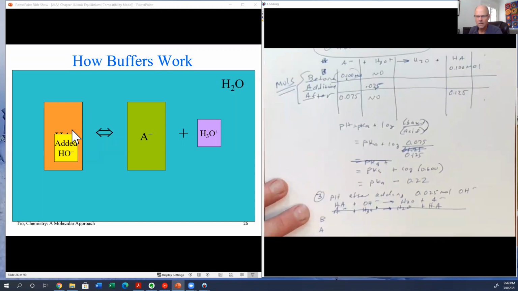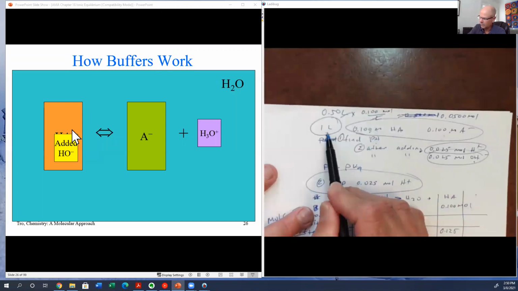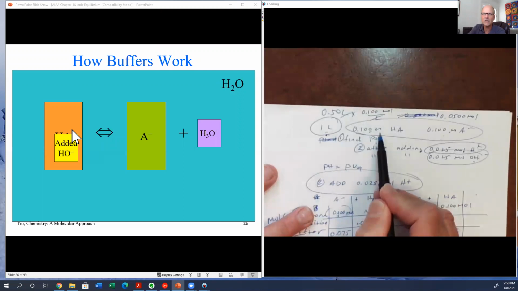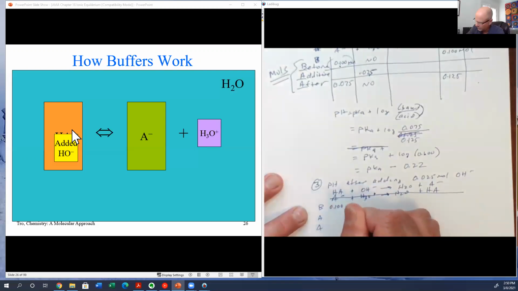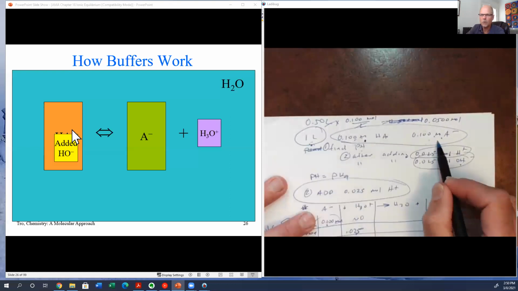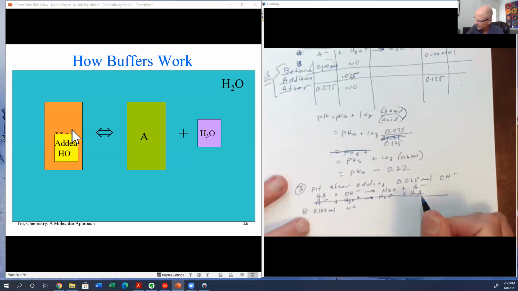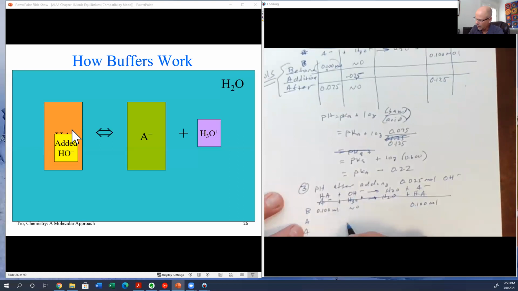All right, so again, we're going to use these same values. 1 liter times 0.1 moles per liter is how many moles of HA? 0.100 moles of HA. How many moles of A minus? 1 liter, 0.1 mole per liter, 0.100 moles of that, right? Now I'm going to add the 0.025 moles of OH minus.